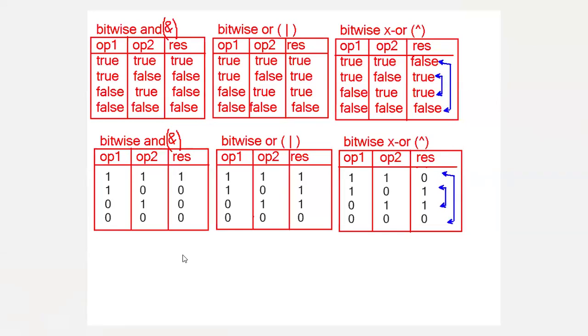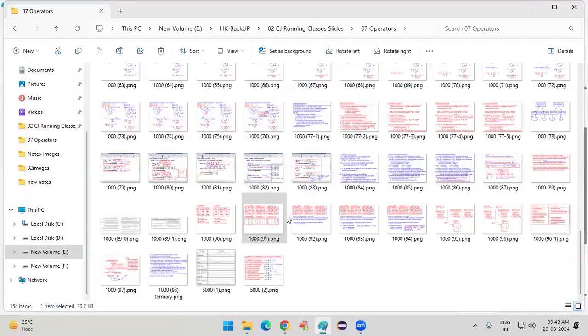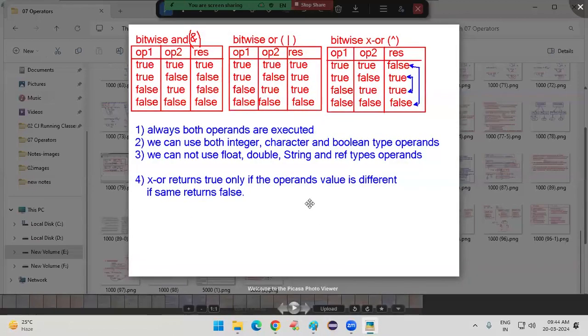Logical and, comma, or may or may not execute second operand, whereas bitwise and, or, bitwise and, or always executes both operands. Clearer?